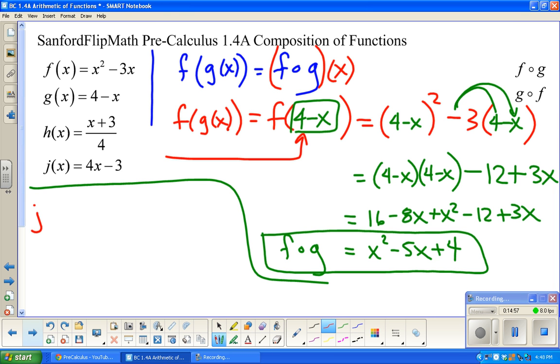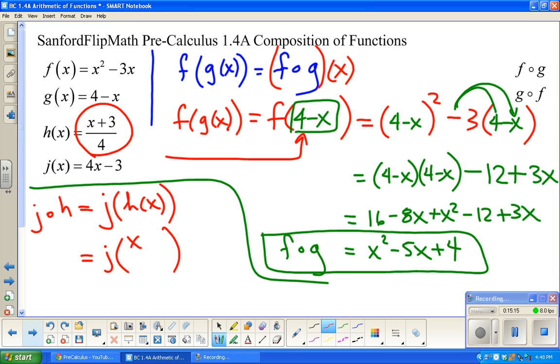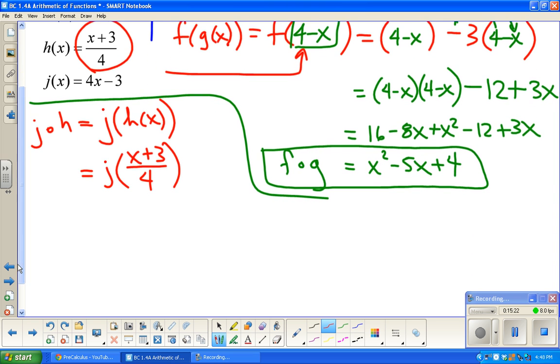Let's do it again. Let's do j of h. Okay, so in other words, I'm going to do j of h of x. Most people are more comfortable with that notation. So this means j of whatever h of x is. Well, ooh, sorry, it's the F word. Fraction. You know what? Fractions happen.